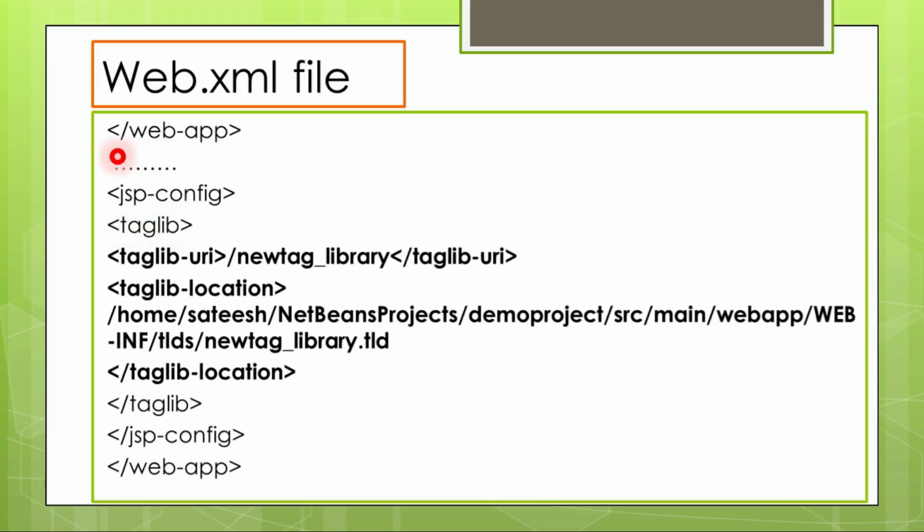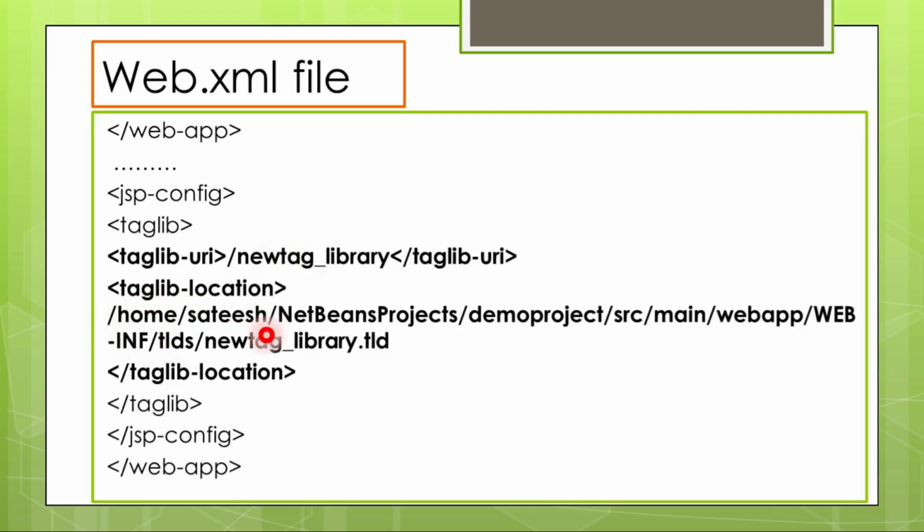I have avoided whatever is already existing inside the web-app element. You might have so many servlet classes and URL patterns; you don't mind about it. At the end of the web.xml file, please use the following tags: JSP configuration and taglib. Inside the taglib element, you are going to set the following things. Taglib URI: I have set the URI as new_tag_library. This is the URI that I want to use inside the JSP program. For this URI, I am going to set the taglib location.